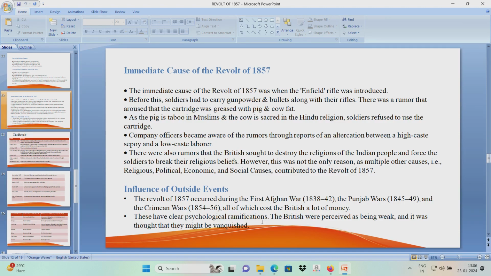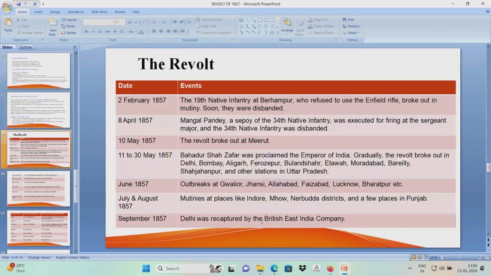Lord Canning attempted to right the wrong by withdrawing the problematic cartridges, but the harm had already been done. There was rioting in several locations. The revolt began on May 10, 1857 at Meerut, 58 kilometers from Delhi, and quickly spread across the Company's territory, encompassing Punjab in the north and the Narmada in the south, as well as Bihar in the east and Rajputana in the west. There were rumblings of dissatisfaction in many cantonments even before the Meerut tragedy.